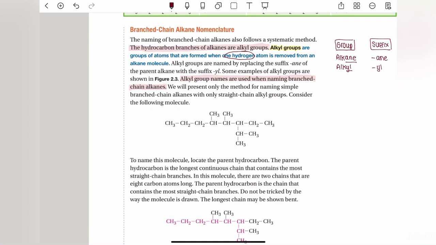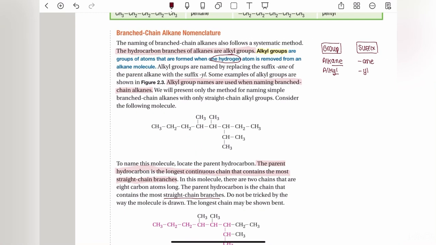So to name this molecule, we have to locate the parent hydrocarbon. The parent hydrocarbon is the longest continuous chain that contains the most straight chain branches. In this molecule, there are 2 chains that are 8 carbon atoms long. The parent hydrocarbon is the chain that contains the most straight chain branches. Do not be tricked by the way the molecule is drawn. The longest chain may be shown bent.